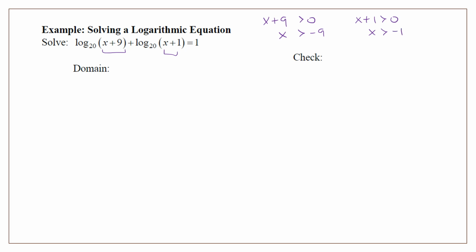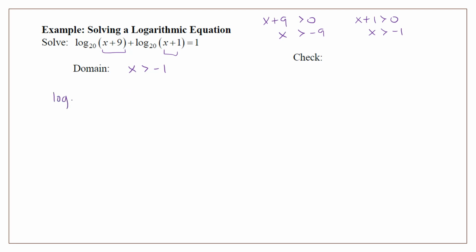Okay? Well, we know that it has to be true for both log expressions. So x is going to have to be greater than negative 1 because any values less than negative 1 would make our second log undefined. So our domain is going to be x is greater than negative 1.